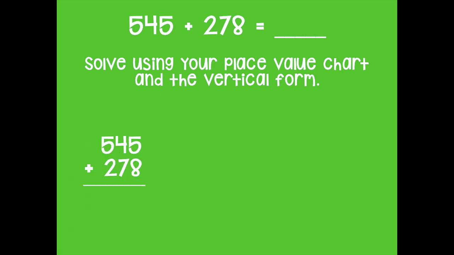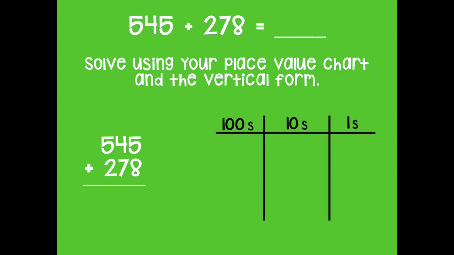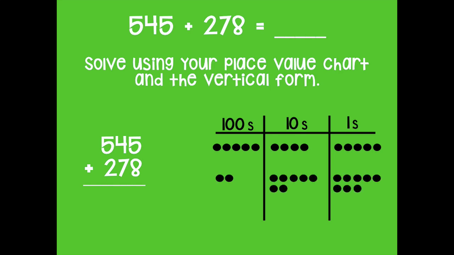All right, friends, pause if you need more time. Otherwise, here we go. So here's my place value chart. 545 has 5 hundreds, 4 tens, and 5 ones. Then we can see in 278, there's 2 hundreds, 7 tens, and 8 ones. As I look in the ones place when I'm starting, I can already tell there's going to be more than 10 ones. So I'm going to bundle 10 of those ones and make a new 10.